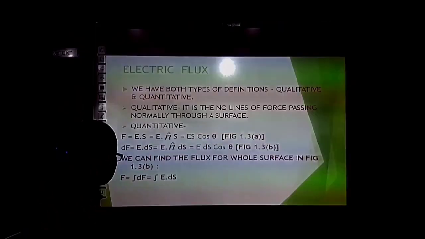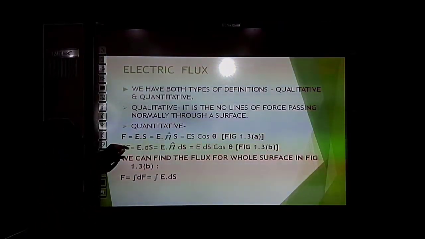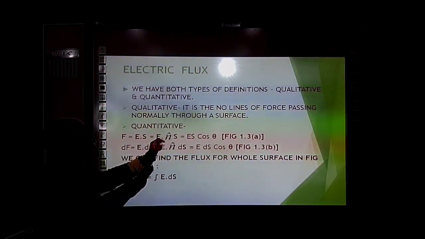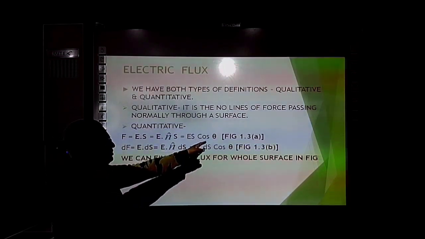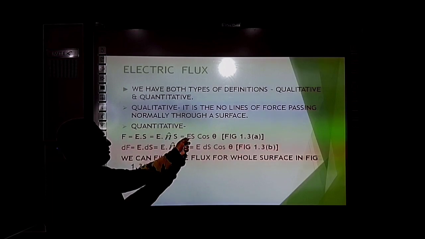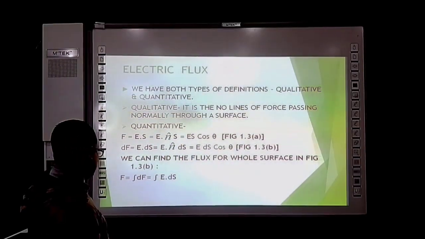But we usually encounter the quantitative definition, and it is defined like this. Φ is the flux here, and it is defined as the dot product of the electric field and the area vector. It's a dot product of two vectors, and we represent it like this, E and S, and ultimately ES cos theta. We will come back to the figure, because A dot B is equal to AB cos theta, so like that, ES cos theta. This is a scalar.